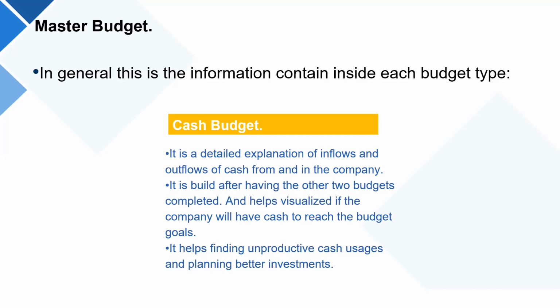All right, so it's actually built after you have the other two budgets completed, because you need the information from operations and also the information from investments to know how much cash you're going to be needing for each period projected. And it actually helps to find unproductive cash usages. That is, it helps you to plan a more structured, efficient business when you do the cash budget, because you can maybe project a few months in the future, and then you see maybe in the first months that you have like a bunch of cash on balance in your cash budget.